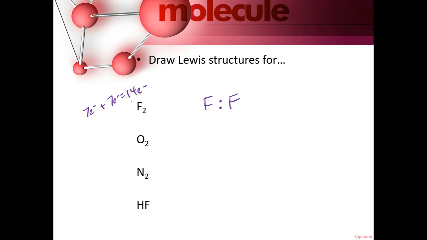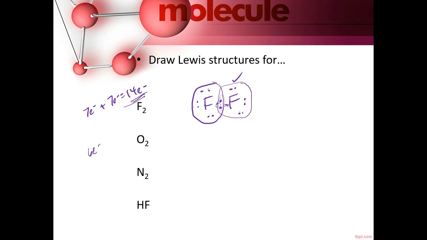Now I'm going to fill in around the fluorines so that each one has 8 electrons for a total of 14 electrons. So I've got 2, 4, 6, 8, 10, 12, 14. Magic is that fluorine here has met the octet rule. He's got 2, 4, 6, 8. This fluorine also has achieved the octet: 2, 4, 6, 8. These guys are shared, and so they count for both. Everybody's happy. There's our structure for fluorine.